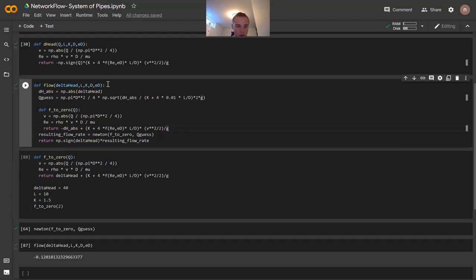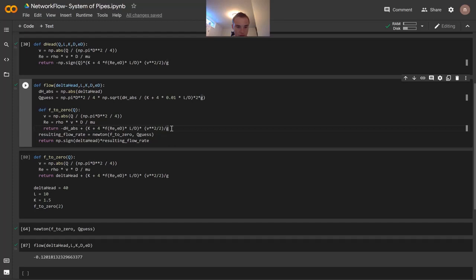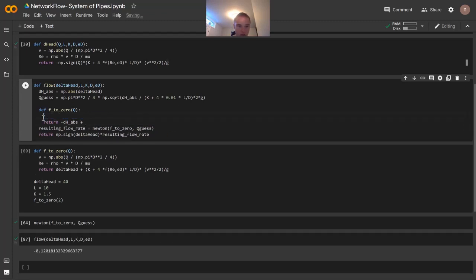You can notice that in our d head function up here, we already have the velocity and the Reynolds number calculated. We also have this expression right here, and we also have it down here. So instead of returning that whole expression again, and instead of calculating our Reynolds number and velocity again, we can clean this up and just put our d head function in here, which is also our delta head, but it's called d head. Then we can add this to our flow function.